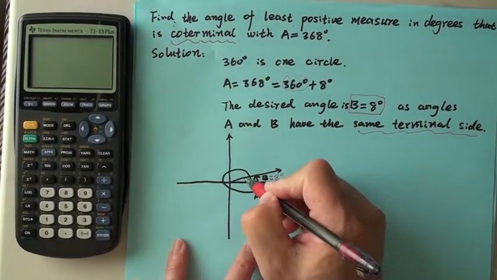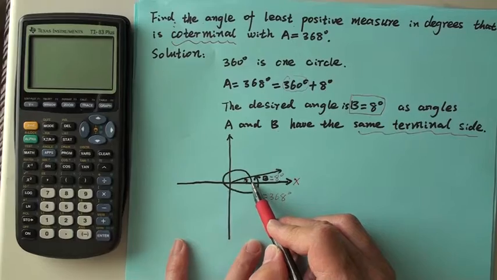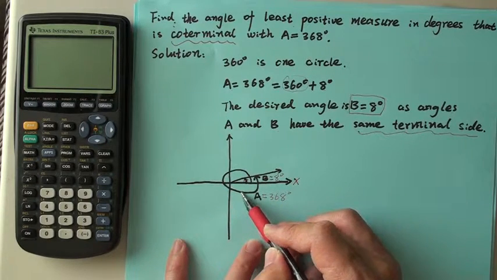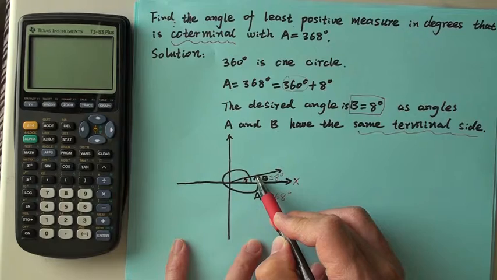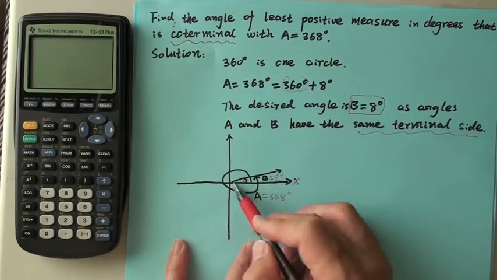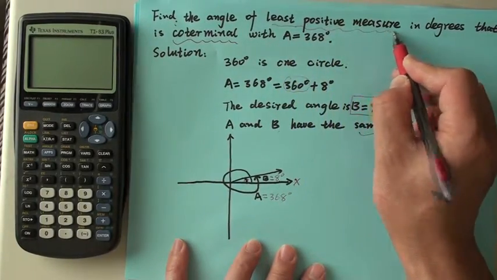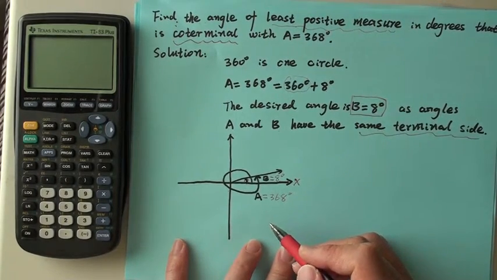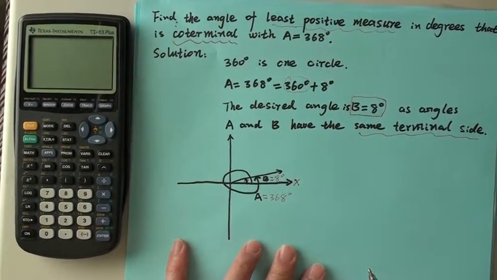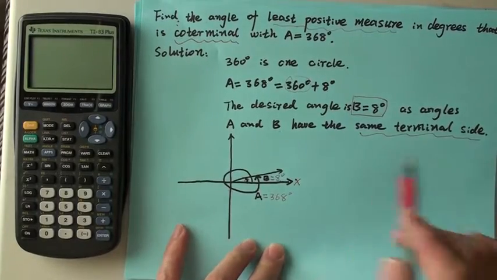So you start from here, and you end up here, 8 degrees. But at this terminal side, you may also keep going with another 360 degrees. Then the terminal side will coincide. That will be angle A. So of course, the least positive measure should be 8. The solution right here is angle B with 8 degrees. A and B have the same terminal side. That's the example about coterminal angles.